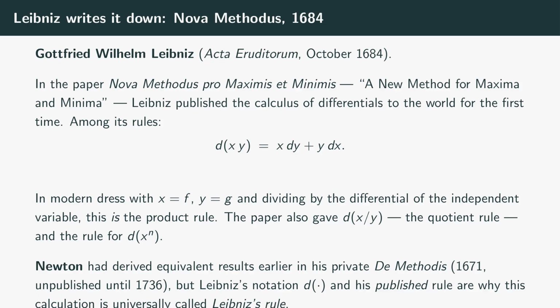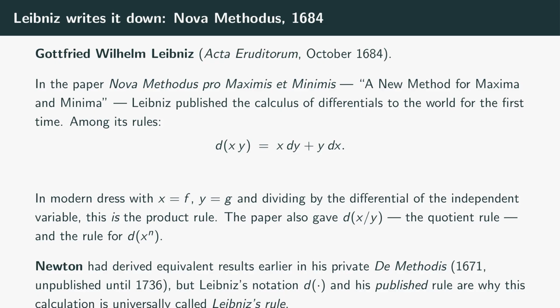The product rule, written in his original notation, was d of xy equals x dy plus y dx. Divide both sides by dx, the differential of the independent variable, and you get exactly what we just proved. The same paper gave the quotient rule, d of x over y, and the rule for d of x to the n. Newton had derived equivalent results more than a decade earlier in his private manuscript, De Methodus Serierum et Fluxionem, which he wrote in 1671 but did not publish during his lifetime.